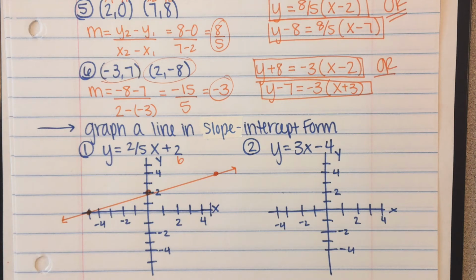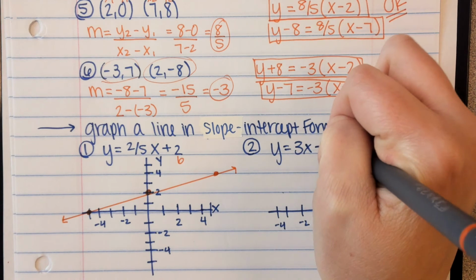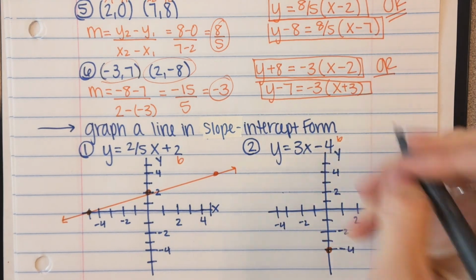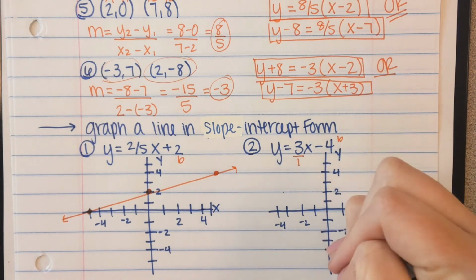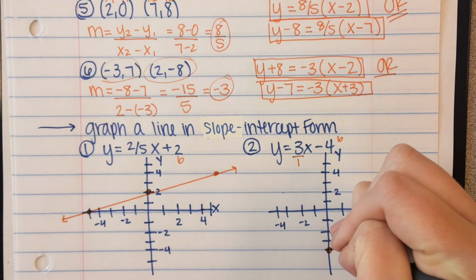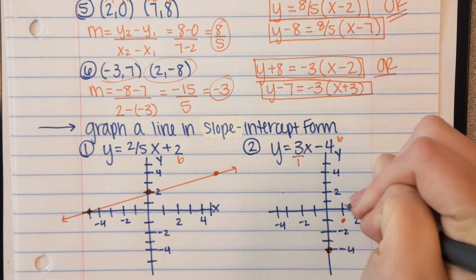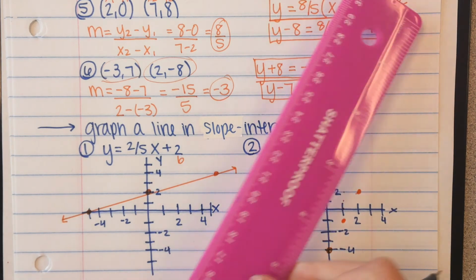All right, so number 2, we're going to do the same thing. Our intercept is -4. Our slope is 3. I'm going to put a 1 under that so I know my run. So from here, I'm going to go up 3 over 1. I'm going to go up 3 more and over again and connect those and make a line.